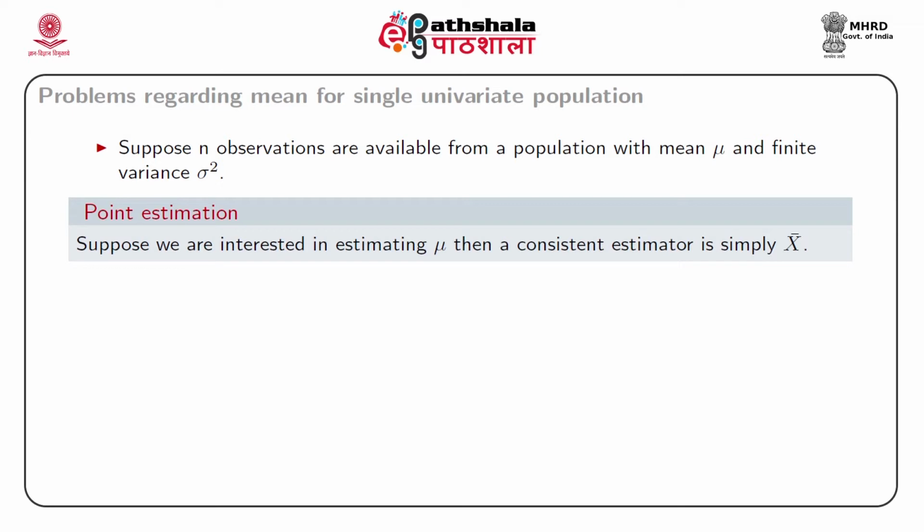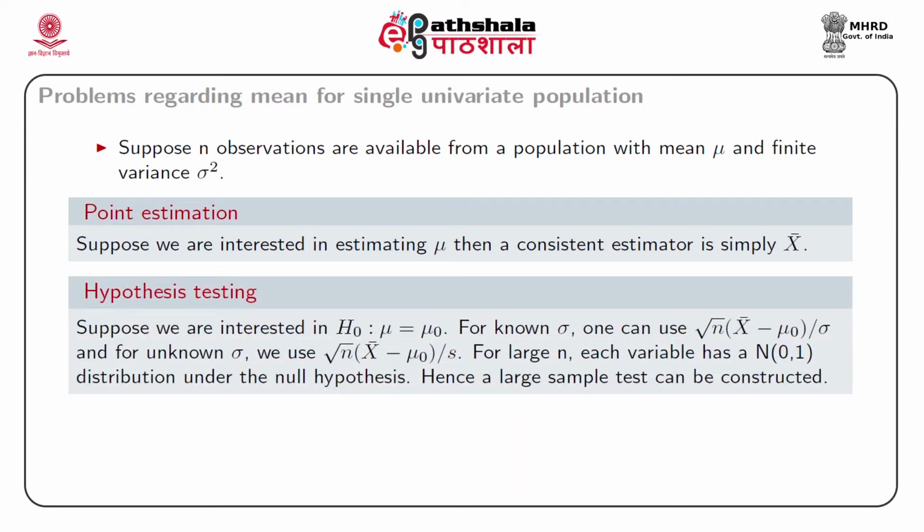Next comes hypothesis testing. Suppose we are interested in testing the null hypothesis mu equal to mu naught. For known sigma, one can use the statistic square root of n multiplied by (x bar minus mu naught) divided by sigma, and for unknown sigma we can use the statistic square root of n multiplied by (x bar minus mu naught) divided by s, where s is the sample standard deviation.